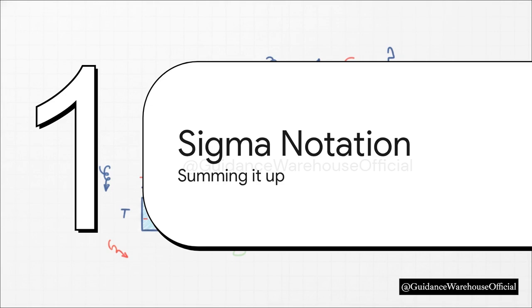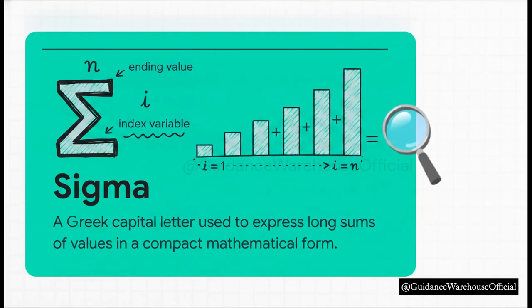Mastering sigma notation. Enter the Greek capital letter sigma. Now, I know it looks a little intimidating, but it's really just a compact mathematical command that simply means, hey, add all these terms together. Notice that little letter i at the bottom? We call this the index, or the dummy variable. Think of it as a tracker. It tells us our starting value, which is usually 1, and that n sitting at the very top tells us the exact ending value where we can finally stop adding.